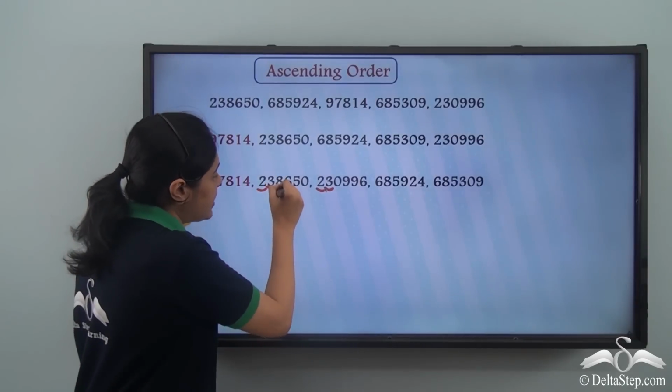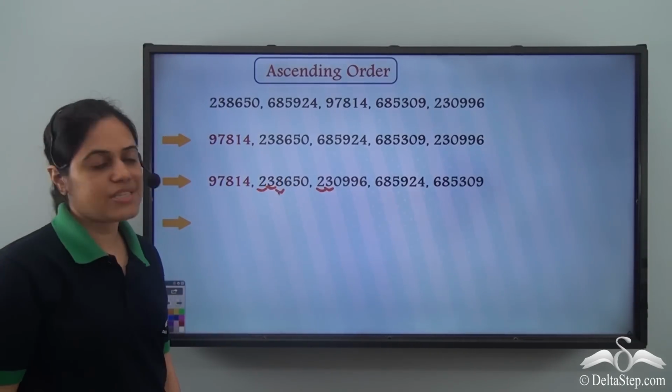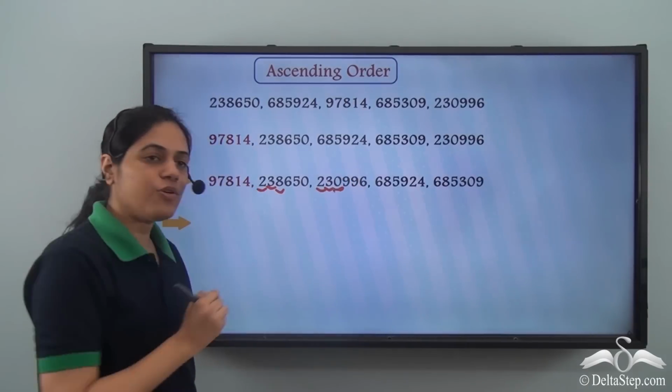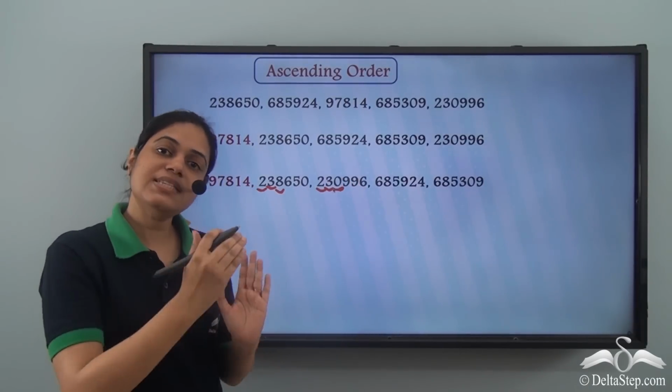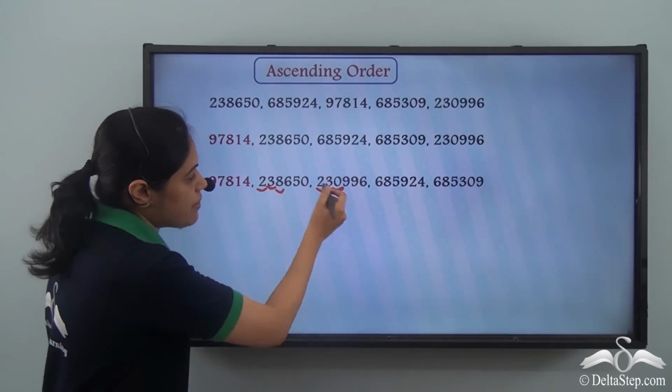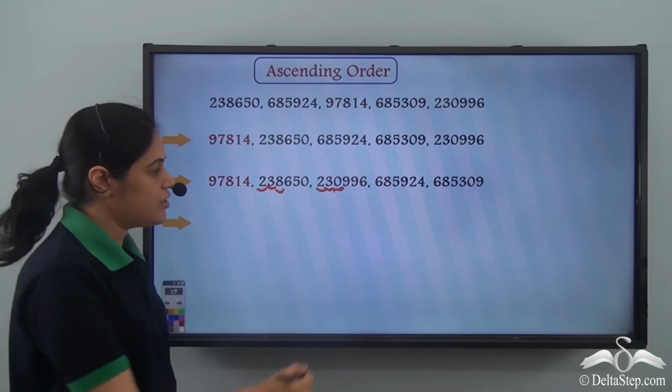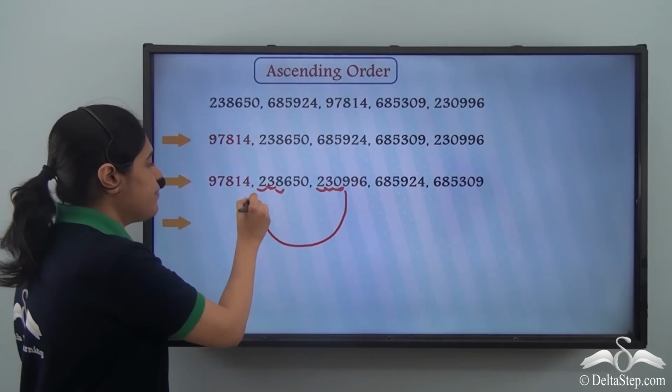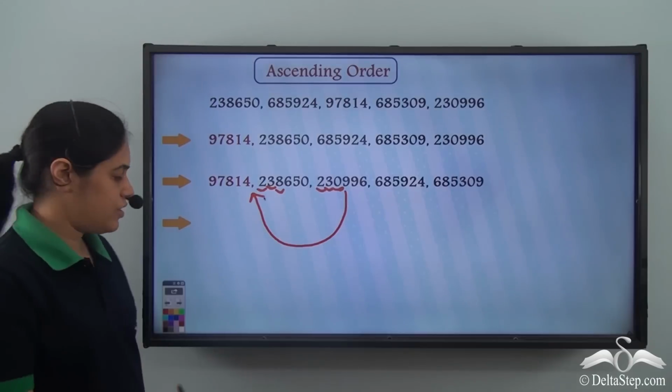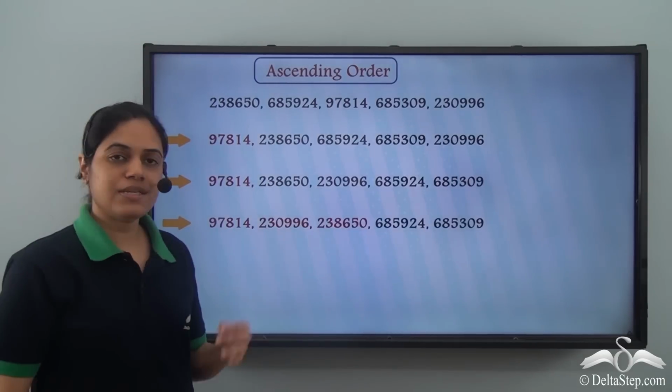So I move on to the next digit. The next digit is 8 here. And it is 0 here. Now 0 is less than 8. So this number will be less than this number. So it will come before this. So this is how I can write it.